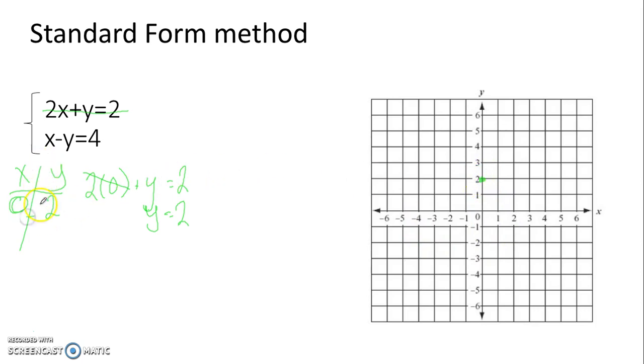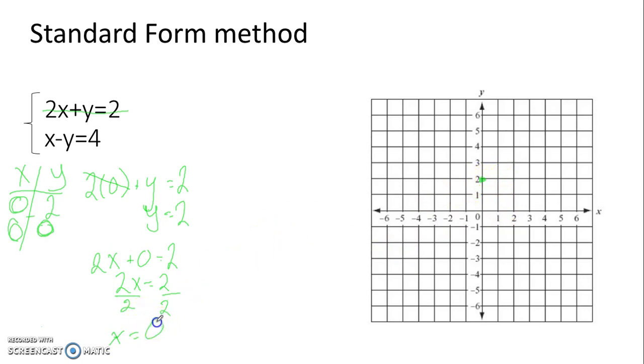Now we're going to find when y is equal to 0. Same thing, same equation. 2 times x plus 0 is equal to 2. So that cancels out. It leaves us with 2x is equal to 2. We've got to isolate the variable. We're going to divide both sides by 2. So we have x is equal to 0.